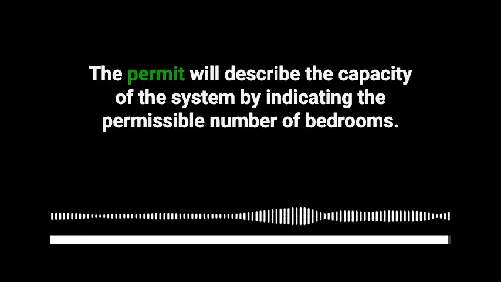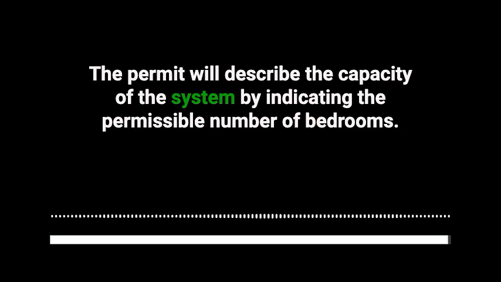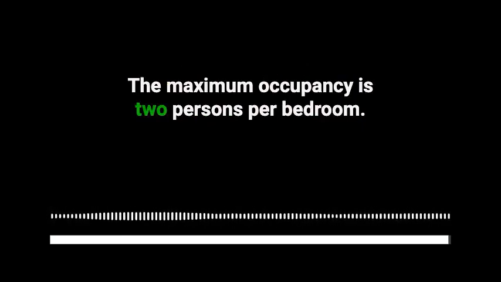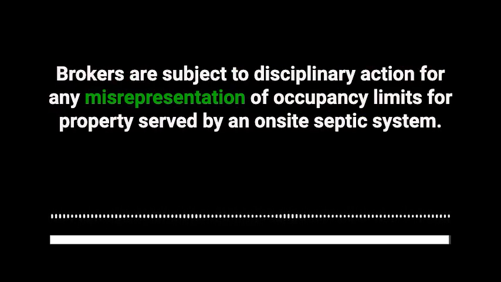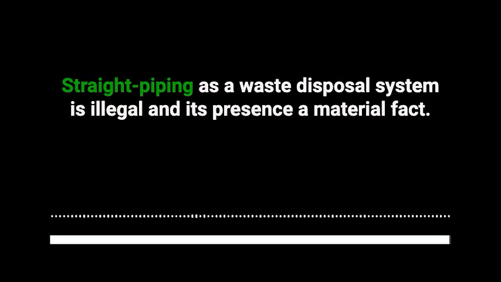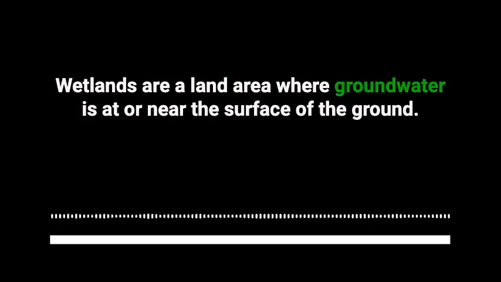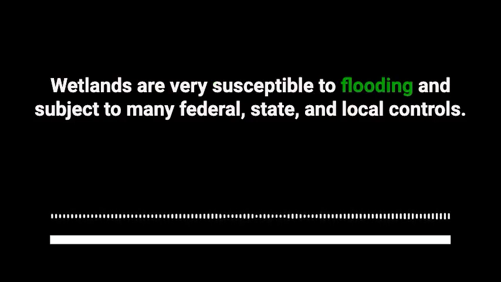The permit is available through county health departments. The permit will describe the capacity of the system by indicating the permissible number of bedrooms. The maximum occupancy is 2 persons per bedroom. Brokers are subject to disciplinary action for any misrepresentation of occupancy limits for property served by an on-site septic system. Straight piping as a waste disposal system is illegal and its presence a material fact. Wetlands are a land area where groundwater is at or near the surface of the ground. Wetlands are very susceptible to flooding and subject to many federal, state, and local controls.